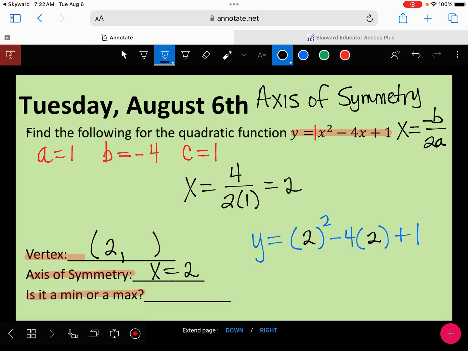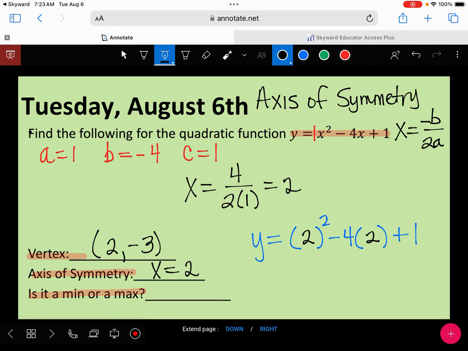So type in your calculator 2 squared minus 4 times 2 plus 1. So let's see, what's that? 4 minus 8 plus 1. What would that give you? 4 minus 8 plus 1. Who got -3? All right, so then that would be your vertex.